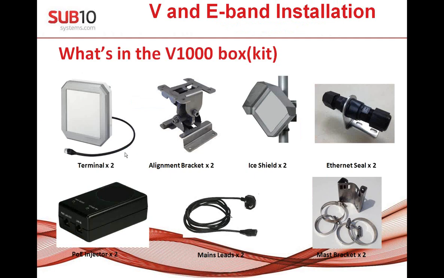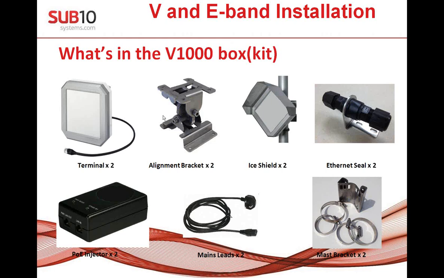Okay, if you look at the ordering procedure in our Sub10 system, we prefer to provide you everything as a kit, so you don't need to take care of what to order, what is included, what is not included. It's very simple. If you order a V1000 link, you will receive everything in one box, and in this box you will have two terminals. One will be A, the second will be B. These terminals are tested together in our production line, and we are sure that when they leave the factory, they are really working, and the radio parameters are as we declare in our documentation.